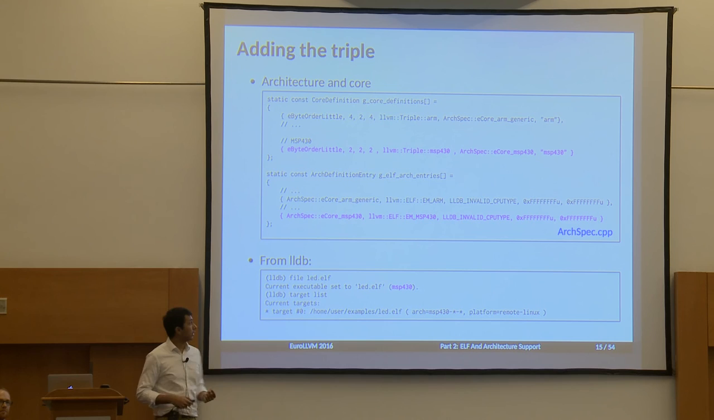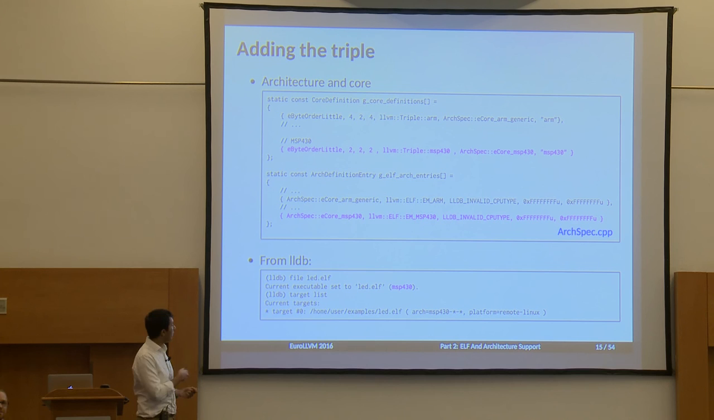How do you do that? In this file, ArchSpec.cpp, which is in the LLDB repo, we just add this line here, which specifies that it's MSP430, little endian. 2 stands for the memory addressing size, 2 for the min instruction size, and 2 for the max instruction size. You can compare that with ARM here, which is size 4 for the memory addressing, 2 for the min instruction, 4 for the max instruction size. And here we match up the core to the ELF header, which has the MSP430 machine code in it. So once we did that, we can load up a binary.